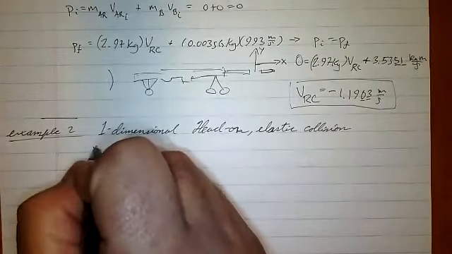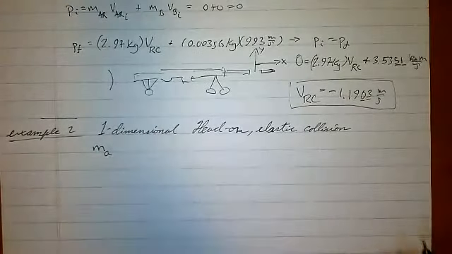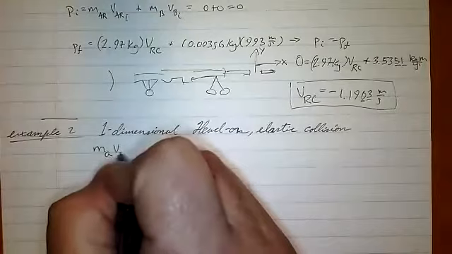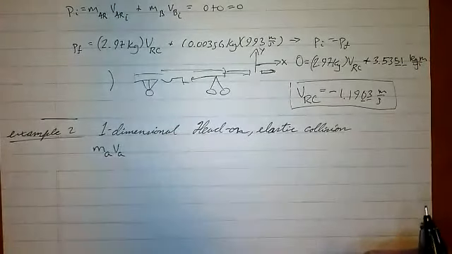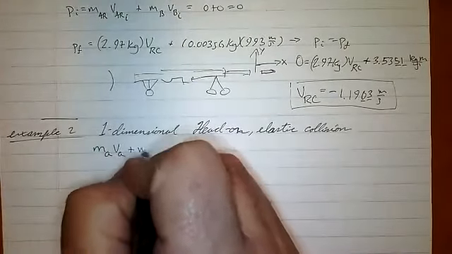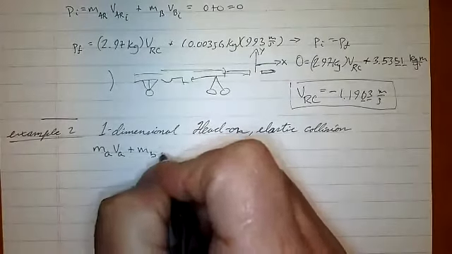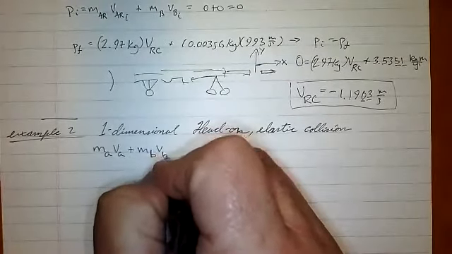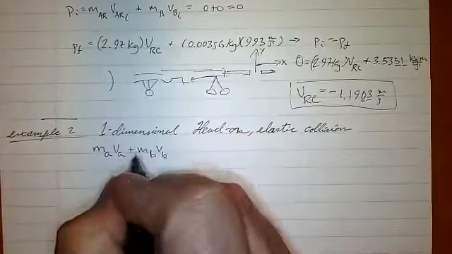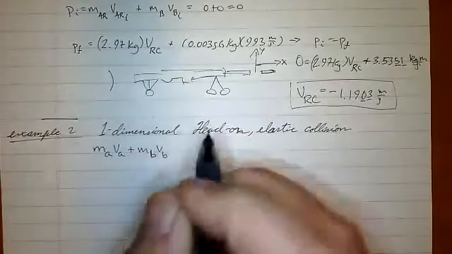But what I will get is the mass of the first object, which I'm calling mass sub A, times the velocity of the first object, v sub A, plus the mass of the second object, m sub B, times the velocity of the second object, v sub B. And this is all before the collision. So this is P initial.